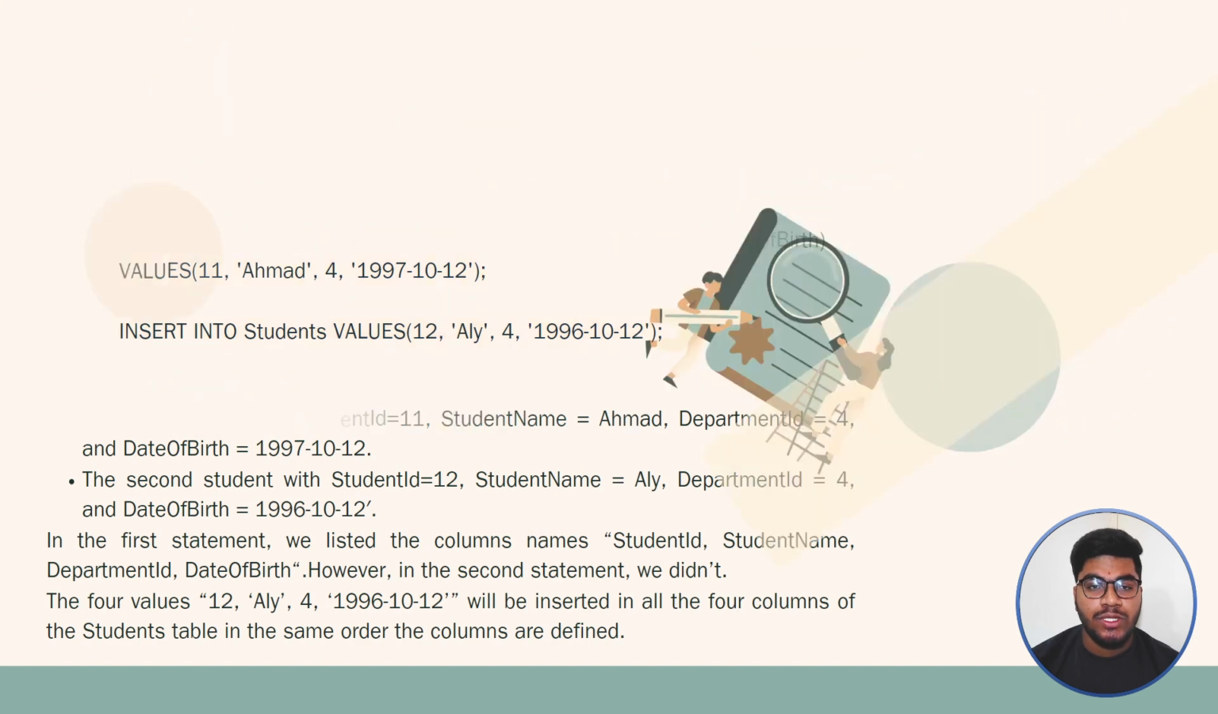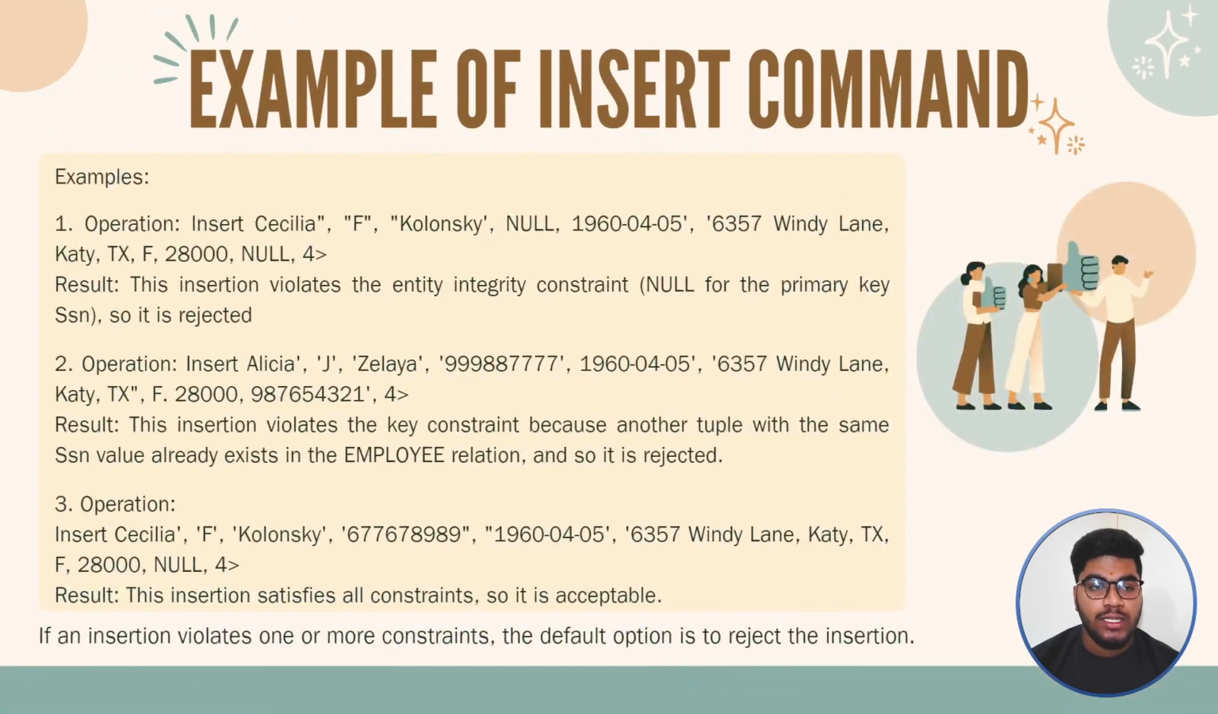Now let us discuss some more examples on the insert command, where we have listed three operations. In the first operation, we can see that the operation violates the entity integrity constraint, because we have given null for the primary key, so it will reject the insertion. In the second operation, the operation violates the key constraint, because another tuple with the same SSN value already exists in the employee relation, so it is rejected.